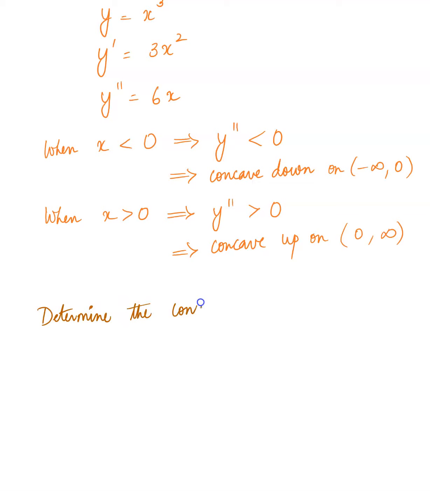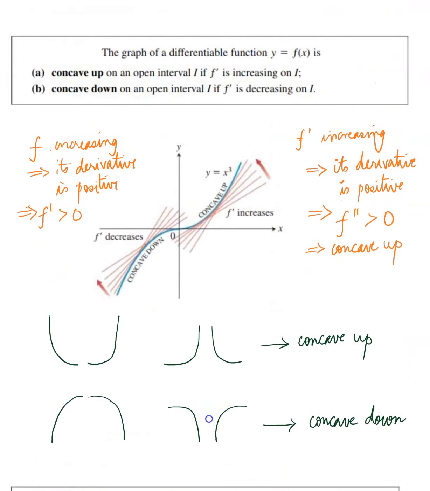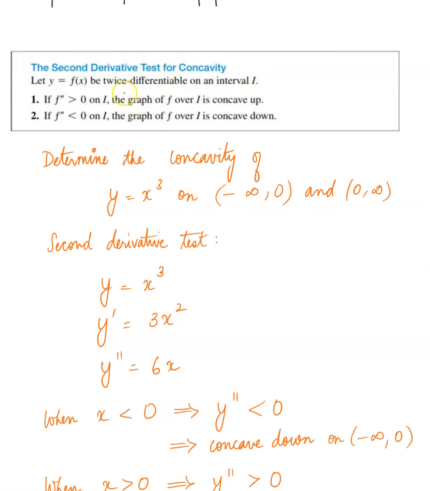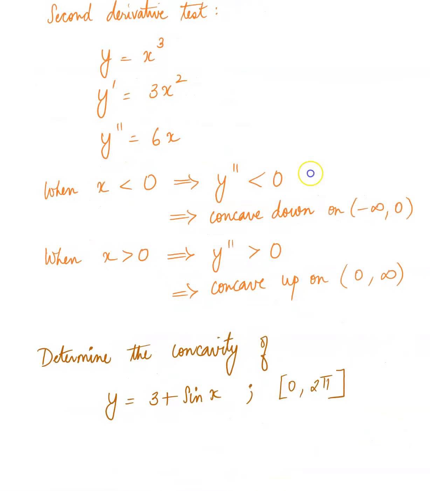Determine the concavity of y equals 3 plus sine x, and we're given the interval 0 to 2 pi. Okay, go back to the definition. The definition says the graph of a differentiable function, so it must be differentiable. And then you'll talk about concavity, and when you use the second derivative test, we know that y must be differentiable, but the test says it must be twice differentiable, and then we can consider its sign, positive or negative, to determine if it's concave up or down, respectively.